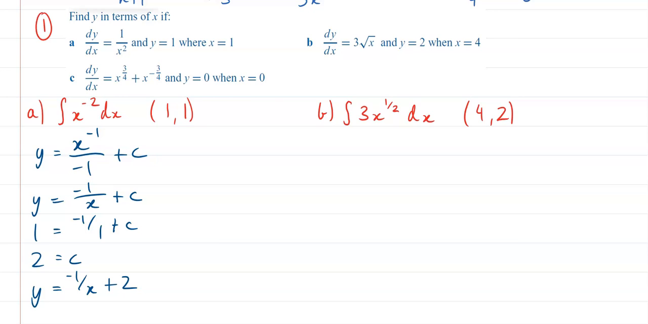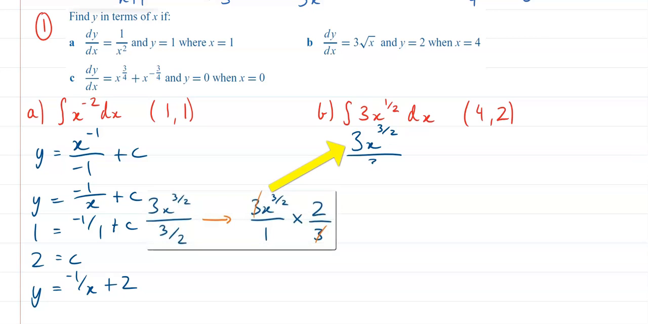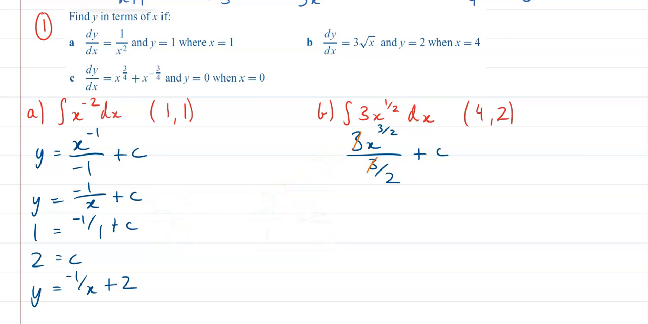For question B, same kind of thing. So 3 times the square root of x, I'm going to rewrite that as 3x to the power a half, and I can start working away with that. So a half plus 1 gives us 3 over 2, all divided by 3 over 2. That's the same as timesing by 2 and dividing by 3. So we end up cancelling these 3's, and we'll get a 2 in our numerator. So 2x to the 3 over 2 plus c, and it's y equals.